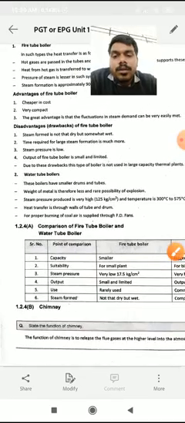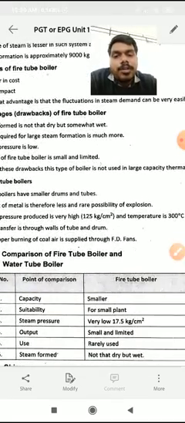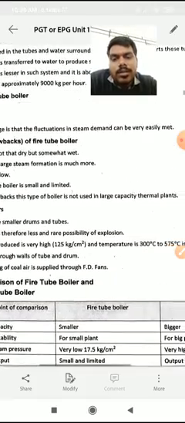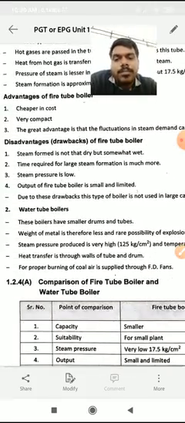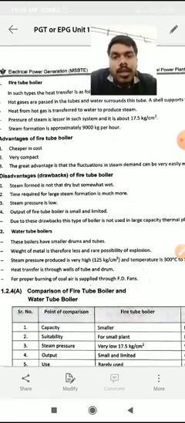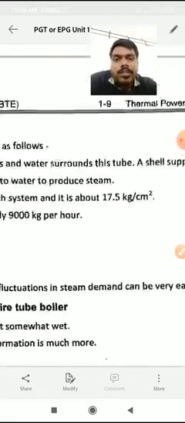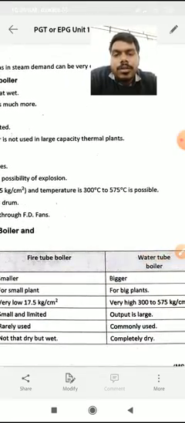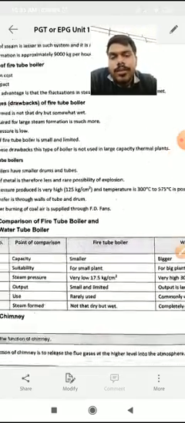These boilers have smaller drums and tubes as compared to the fire tube. The weight of the metal is therefore less, and there is a rare possibility of explosion. Steam produced is at very high pressure, 125 kg per centimeter squared as compared to 17.5 kg per centimeter square, and the temperature is 300 degrees Celsius to 575 degrees Celsius.